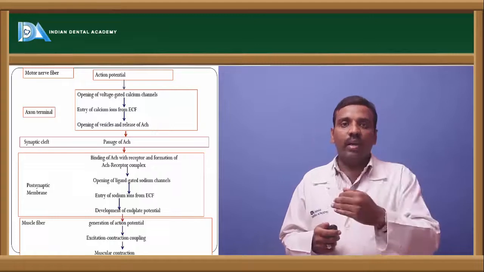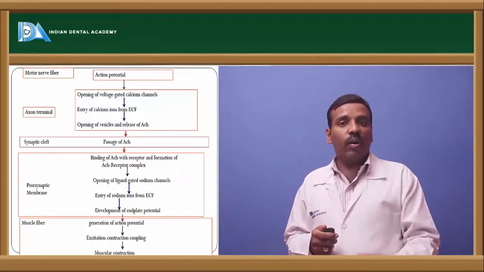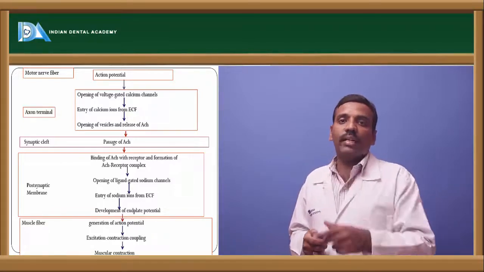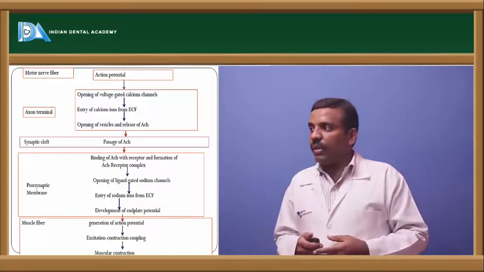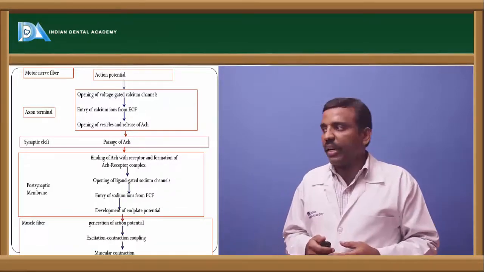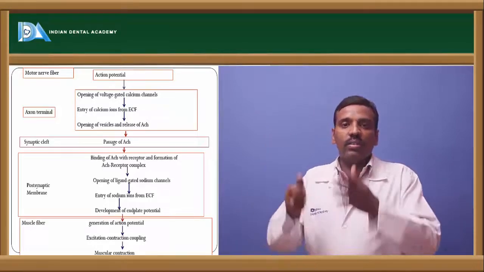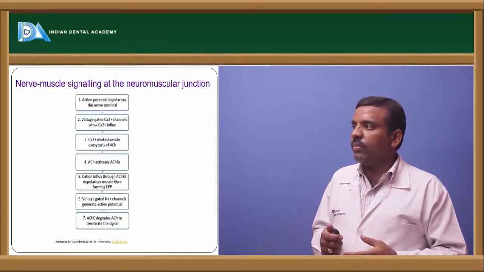Now we have seen how the impulse reaches the muscle, how it is passed, how it works, the types of neuromuscular junction, and how the muscle gets contracted. In all this, we have the motor nerve fiber, axon terminal, synaptic cleft, postsynaptic membrane, and the muscle fiber. All the events occur in these parts.